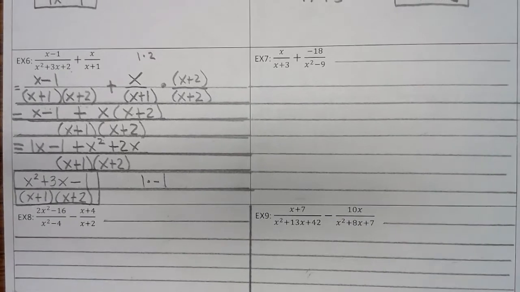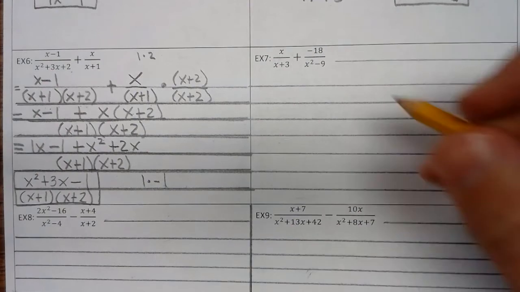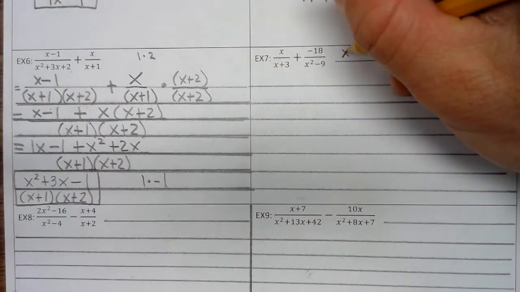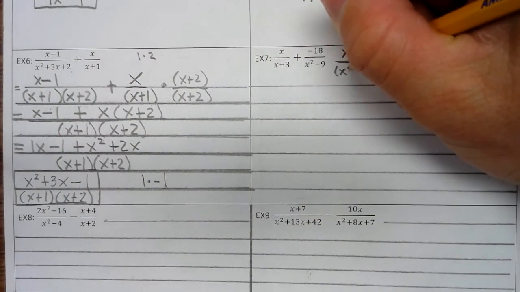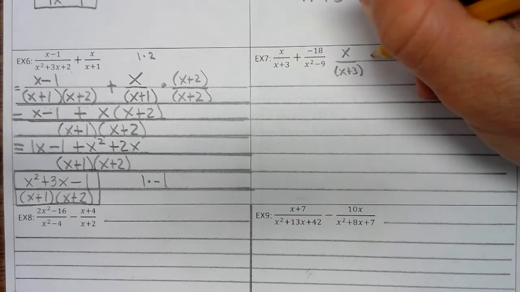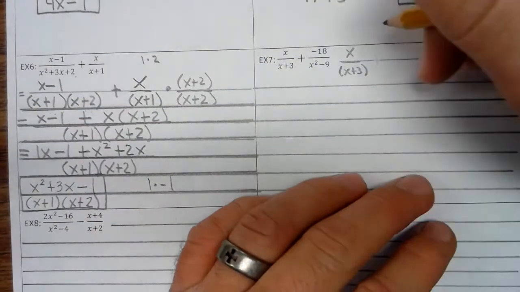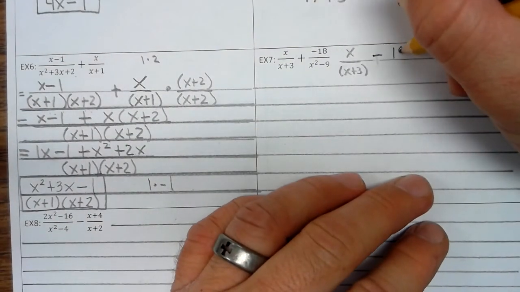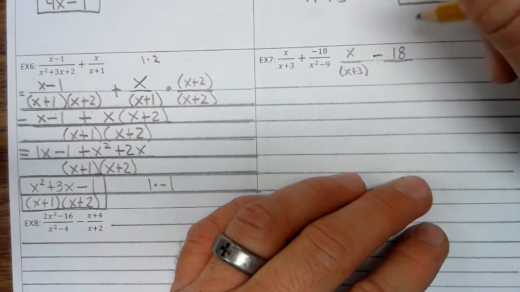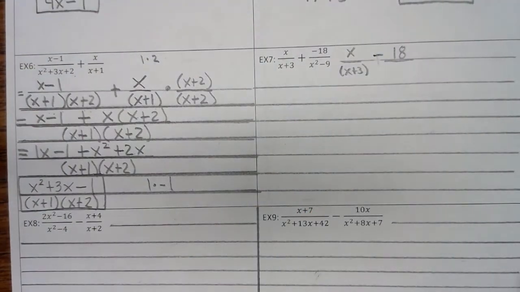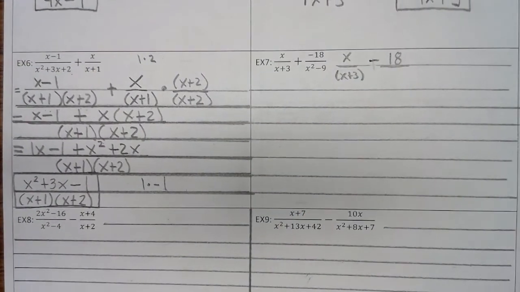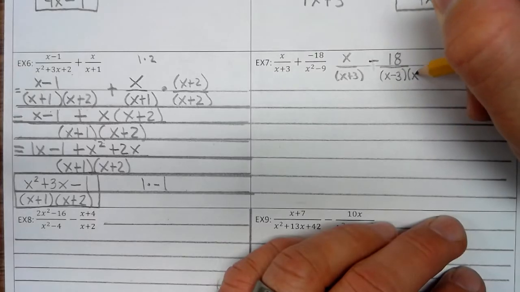All right, so let's take a look at example 7. Okay, so step 1, factor the denominator. For the first one, there's nothing you can do to factor that. It says plus negative 18, but we can just make that minus 18 divided by, now x squared minus 9 is actually an example of a difference of squares, and it's factored as x minus 3 and x plus 3.